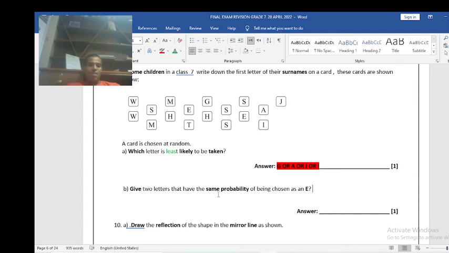Then, for the second question, give two letters that have the same probability of being chosen as E. What is E? This is E 2 times. Okay, I will try to find the letter that at least has the probability of appearing 2 times. So A one single, J one single, S no, H yes, H 2 times, M 2 times, and W 2 times.